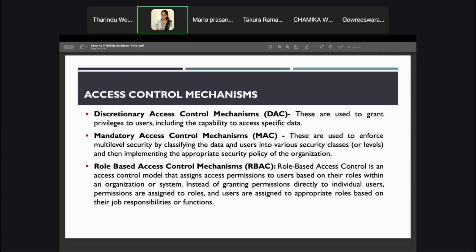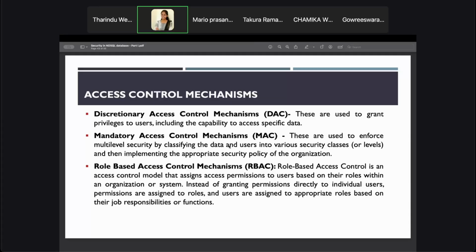When it comes to discretionary access control, you can grant and revoke privileges from users to access some data. When it comes to mandatory access control, you can set different security levels, and based on the users' security levels, they can access their authorized data. When it comes to role-based access control, you can create roles and assign privileges to those roles, and you can assign users to those roles, and the users will get those privileges, right?